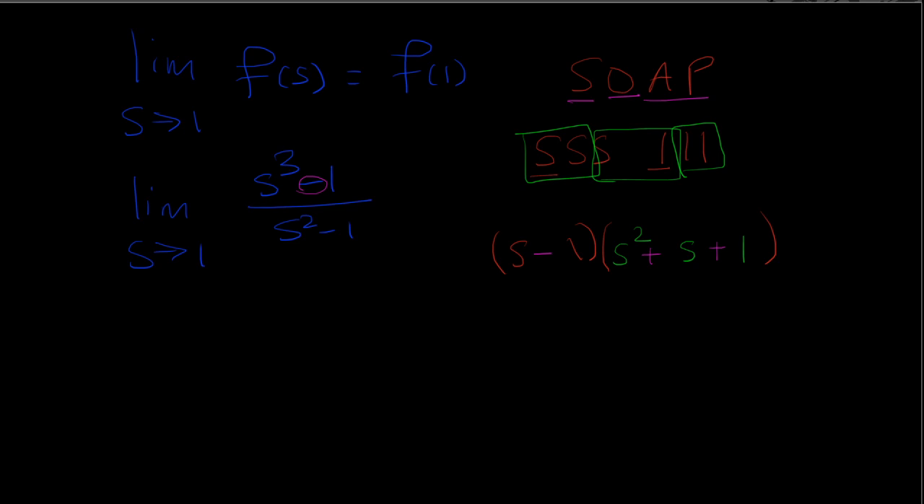And then in front, we're going to have the limit as s approaches 1. And in the denominator, we also want to factor s squared minus 1. So we're going to have s minus 1 times s plus 1.